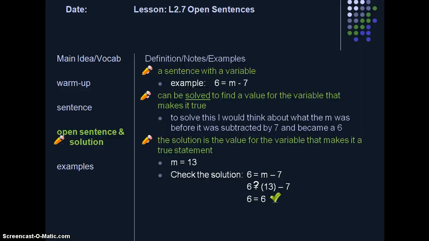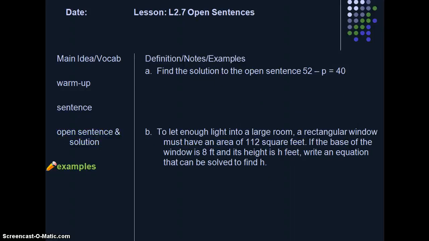Moving on to 2 additional examples. You should push pause now and try to answer these questions on your own before watching for the solution. Example A, find the solution to the open sentence, 52 minus p equals 40. Knowing what we know about math facts, we should be able to take a look at the numbers, look around, and find out that p actually equals 12. We can always check our answer, 52 minus 12 equals 40. And that is true, so we are okay to move on.